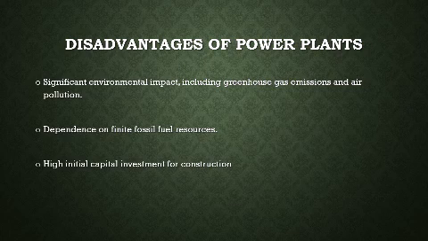Dependence on finite fossil fuel resources. Something like coal, it can get finished. Oil, it can get finished. So when these materials are not there, it can be difficult for the power plant to work. High initial capital investment for construction. The picture I showed you previously, you could see that it depends on a higher capital. You have to have money in order to do all these things.